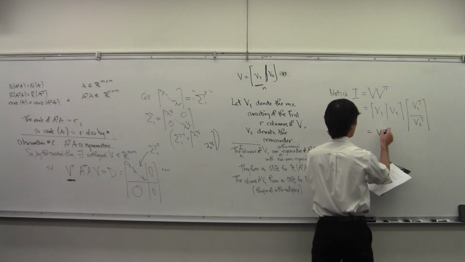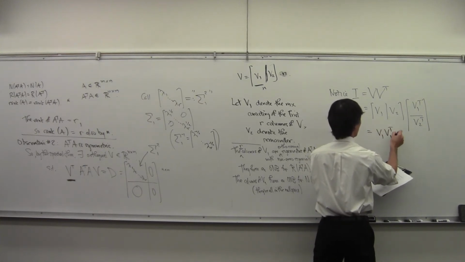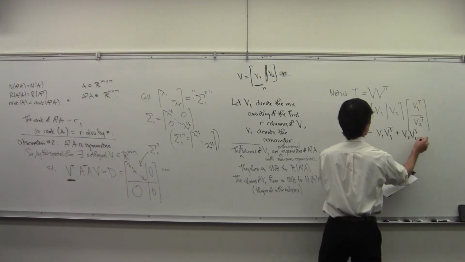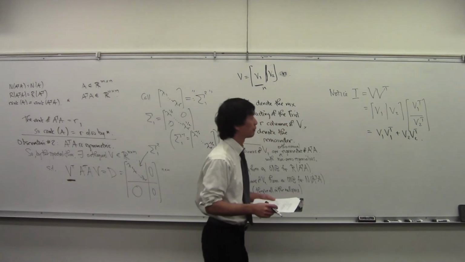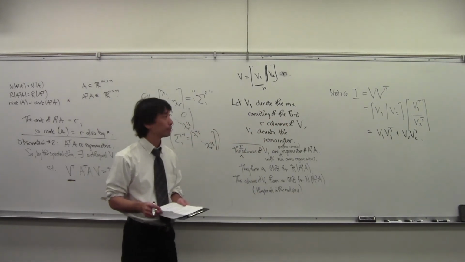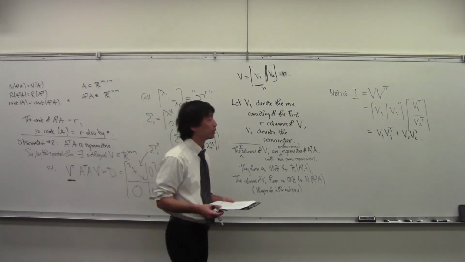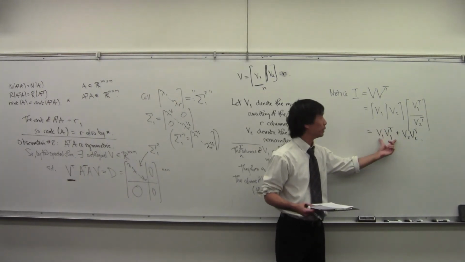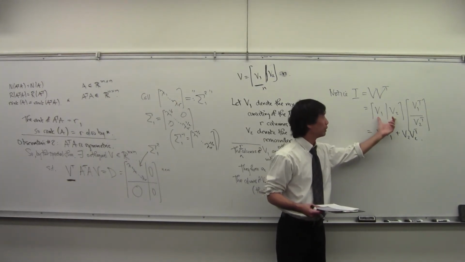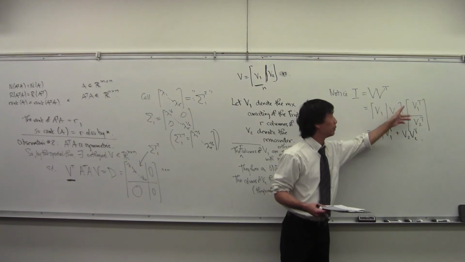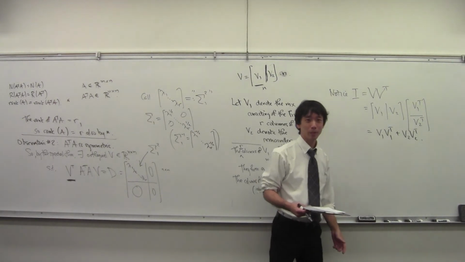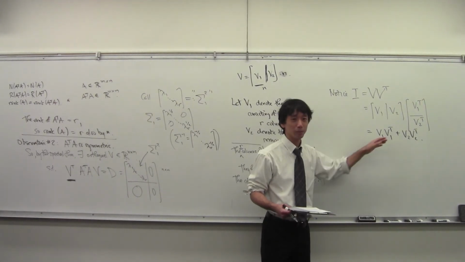If you work it out, this turns out to be the same thing as V1 V1 transpose plus V2 V2 transpose. I hope you believe that, that if a matrix can be split up in this way, then when you multiply, you get this sort of thing. You can see it.